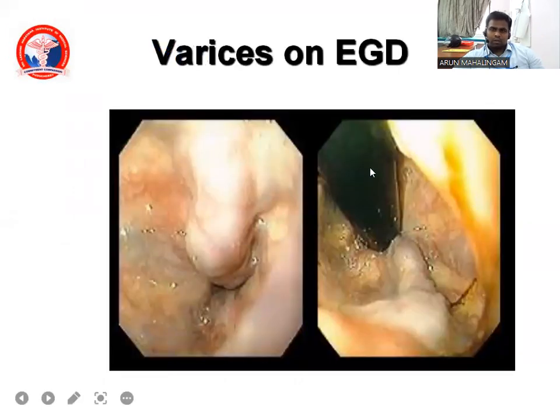This is an image of esophageal varices at the lower end of your esophagus, and this is the GE junction. This is the J maneuver. You can see the varices extending into the stomach. This is the GE junction. You can see the slit lip and the large varix which is obstructing and occupying more than one third of its circumference.